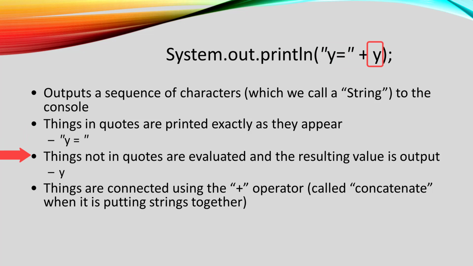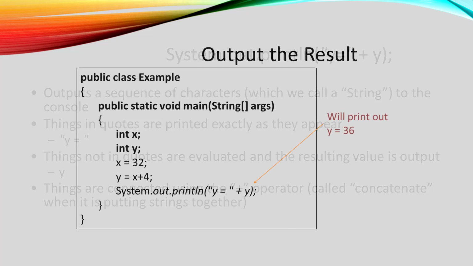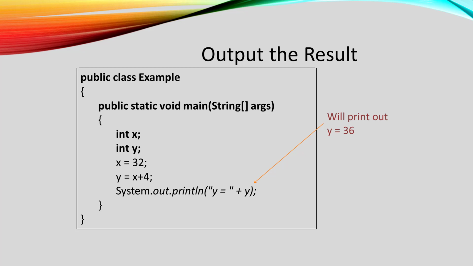Things that are not in quotes get evaluated and their values are printed. So the machine will go and get the value of y for this part. Finally, the different parts get stuck together with the plus operator. We call this operator concatenation. So this System.out.println will print out "y equals 36" because "y equals" is in the quotes and 36 is the value stored in the variable y.